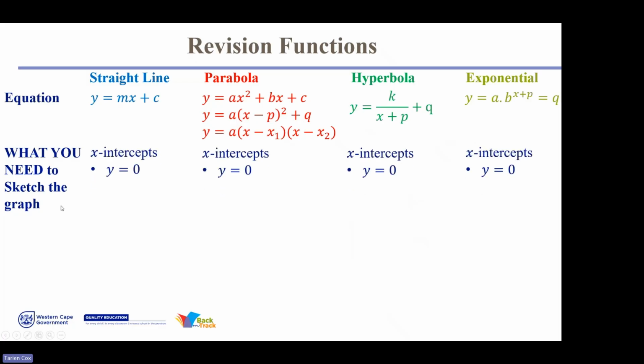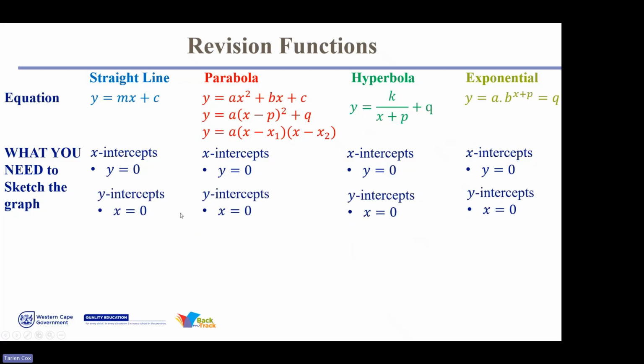What do I need to sketch the graph? Each one of these graphs have x-intercepts. If I want to create or find the x-intercepts, we know we need to go and set the y value equal to 0. If we want to find the y-intercept, the same for each one, they will have to set x equal to 0. By the parabola specifically, we have a turning point.